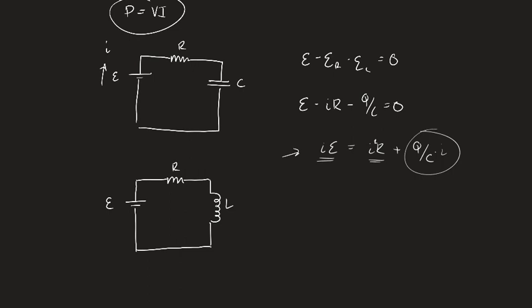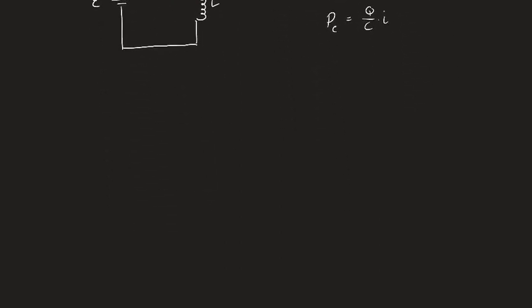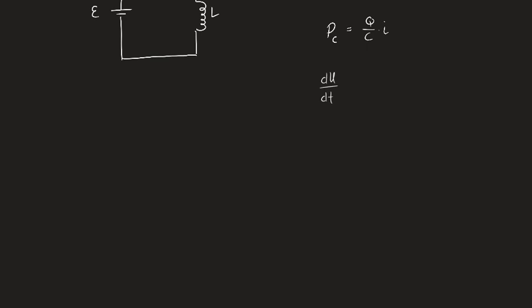Everybody okay so far? This one's easy to believe because we've been using I squared R the whole year. This one might be less so, but follow along with me for a minute. Power for the capacitor is Q over C times I. Power is defined as the rate at which energy is being used, right? dU/dt. I'm using U as a generic term for energy. Is that okay for all of you?